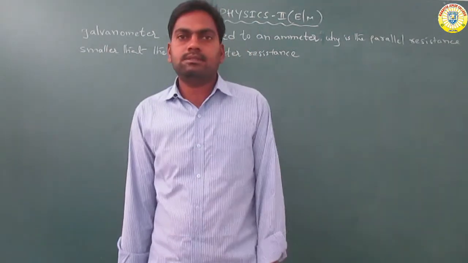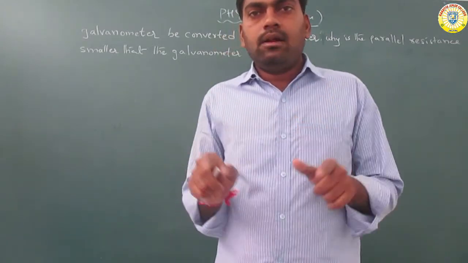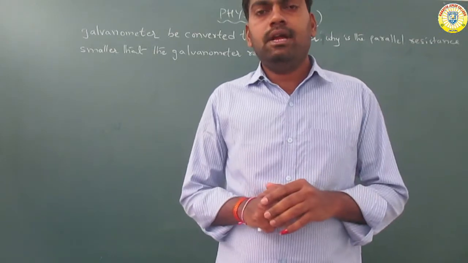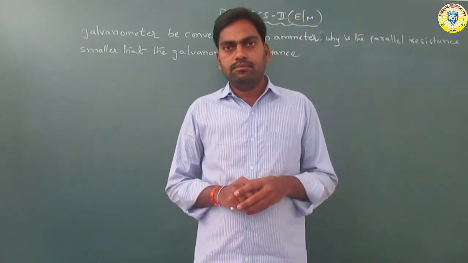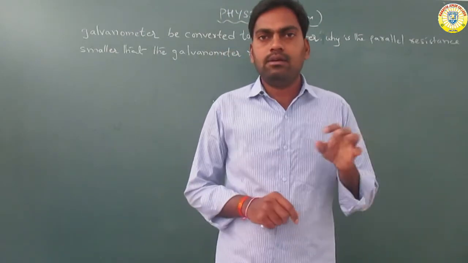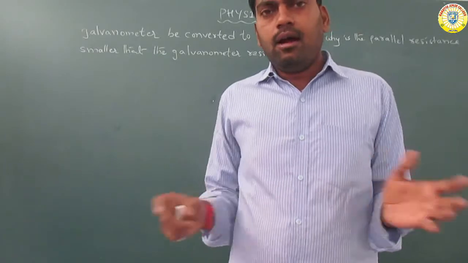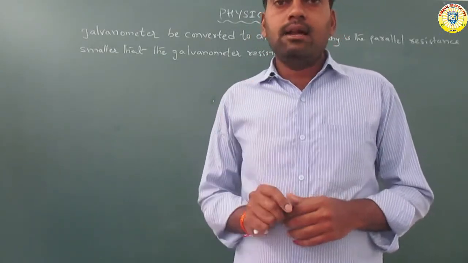Good morning, students. Last class we discussed the rectangular coil placed in a uniform magnetic field. To find the torque, some external torque is acting on the coil. And we also discussed what the moving coil galvanometer is.